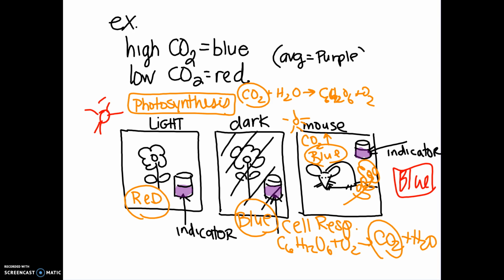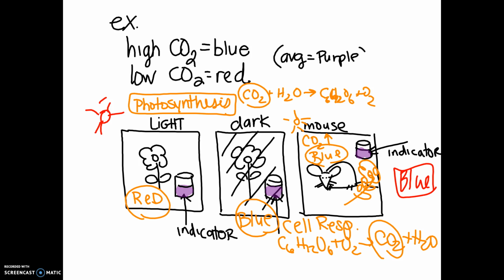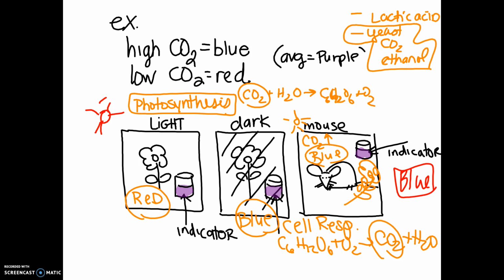So keep in mind that fermentation in us, the products we would see would be lactic acid. And if it was yeast, for example, it would be CO2 and ethanol. Those would be the two products of fermentation that we would see. Whereas if oxygen was present, we wouldn't make lactic acid. We would continue and do the whole process of aerobic cell respiration, and our products would be carbon dioxide and water.